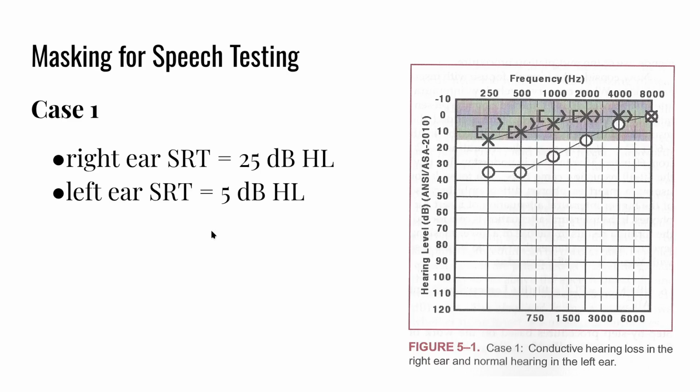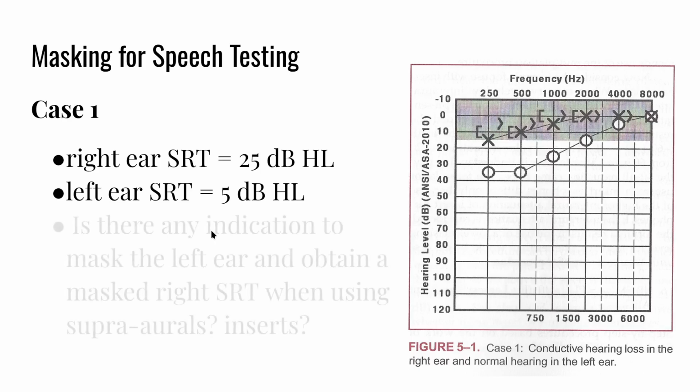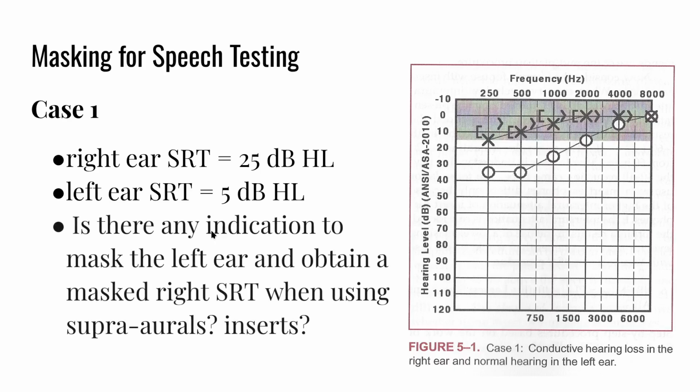Left ear SRT, 5 dB. Again, no need. If we compare it to the best bone conduction threshold in the right ear, that's also at 0 dB. No need for masking for the SRT. Is there any indication to mask the left ear and obtain a masked right SRT when using supraorals or inserts? I think we already answered this question, and it's no. We don't need to mask for SRTs in this case.